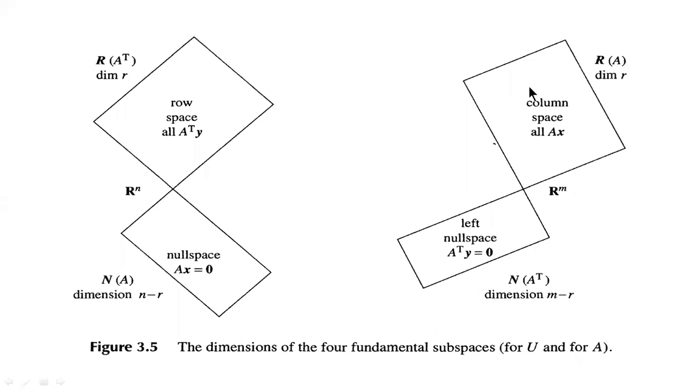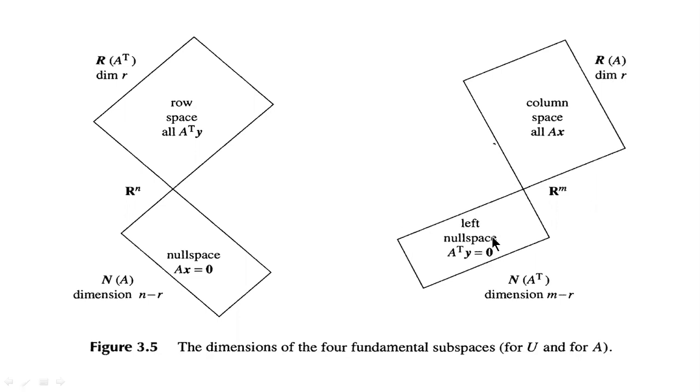So the column space is mentioned over here, right-hand side, top. The column space refers to all Ax. This gives you the column space, and the dimension of that is r, written as r of A. The column space is represented by C(A), and we write here the dimensionality to be equal to r.